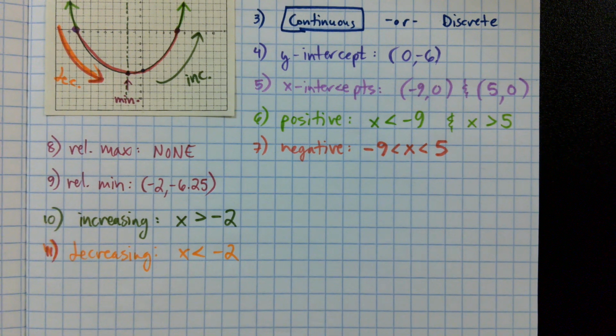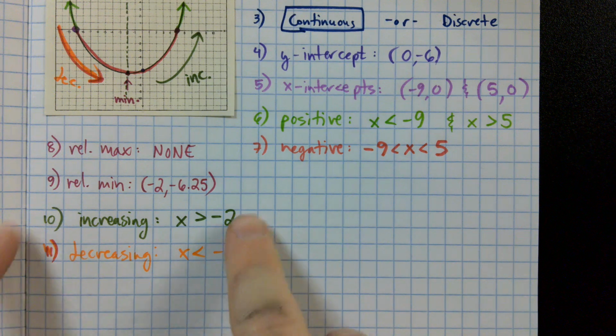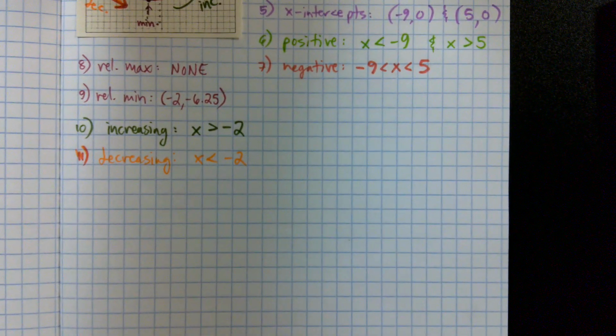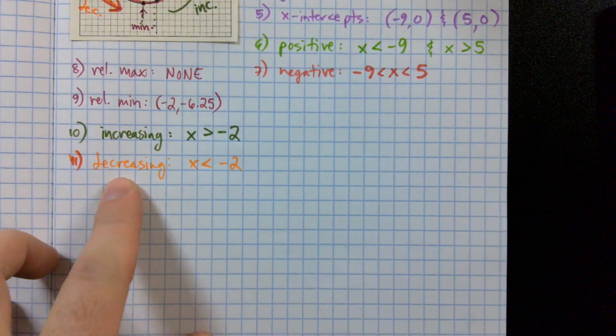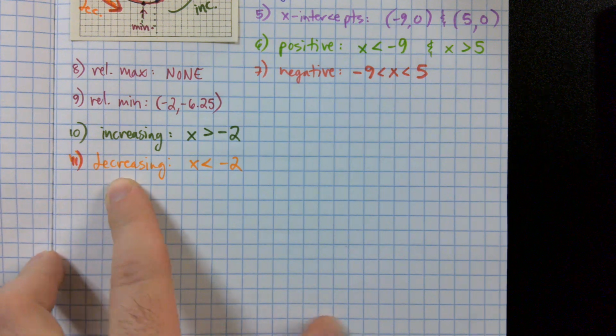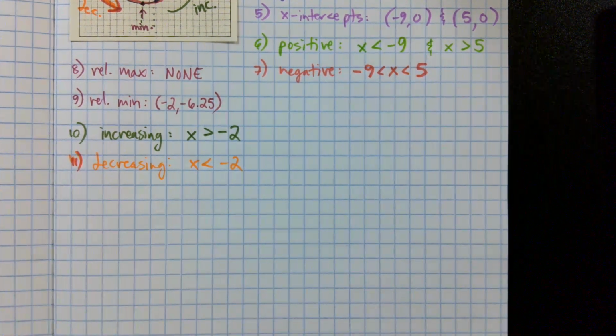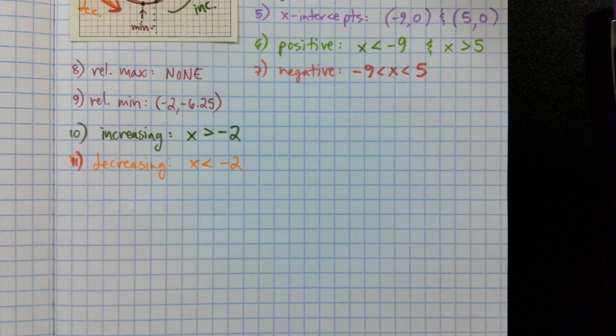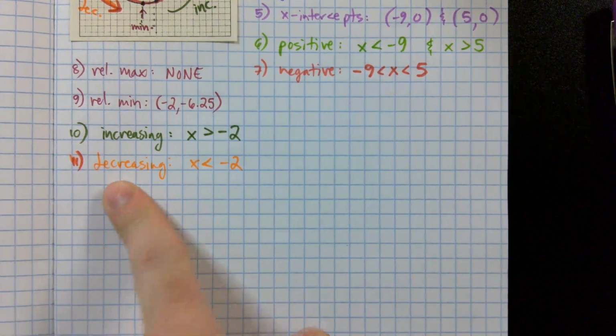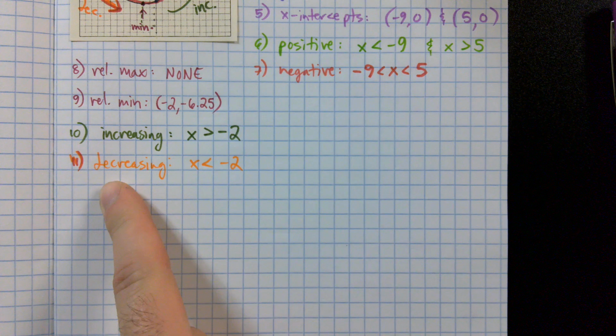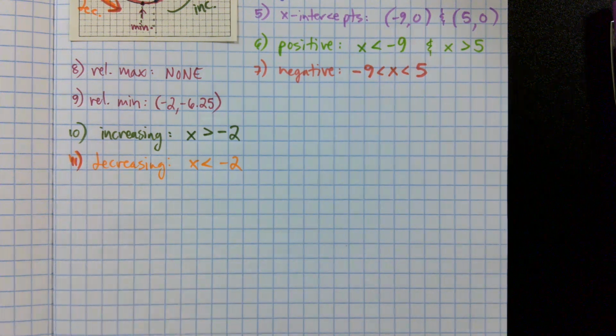So it's very important we understand that if I'm trying to find my positive and negative, I'm using the x-intercepts. But if I'm trying to find my increasing, decreasing, I'm using my max and my min. Okay? Different points helping us understand different things. So we've identified 11 things, but we have more to identify.